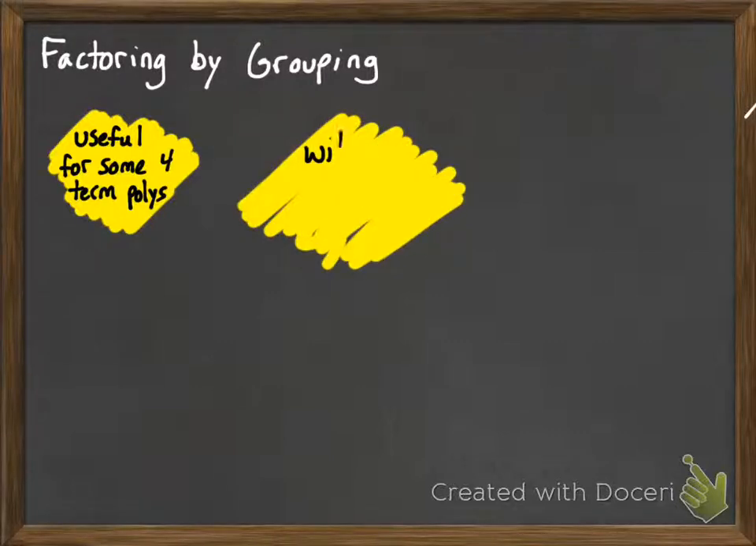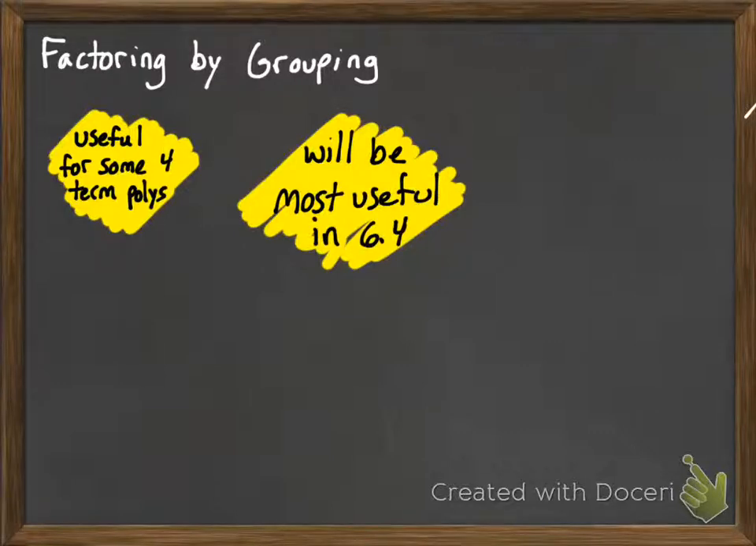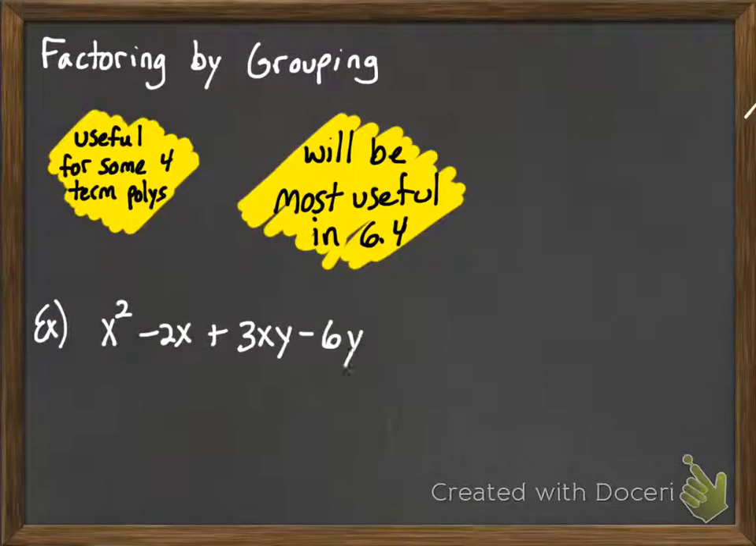And we're really going to see its true effectiveness when we get into section 6.4 as we look at factoring those types of polynomials. So factoring by grouping is a factoring method that makes use of factoring the greatest common factor. So it's a good chance to have an application of factoring out the greatest common factor. So we begin with an example.